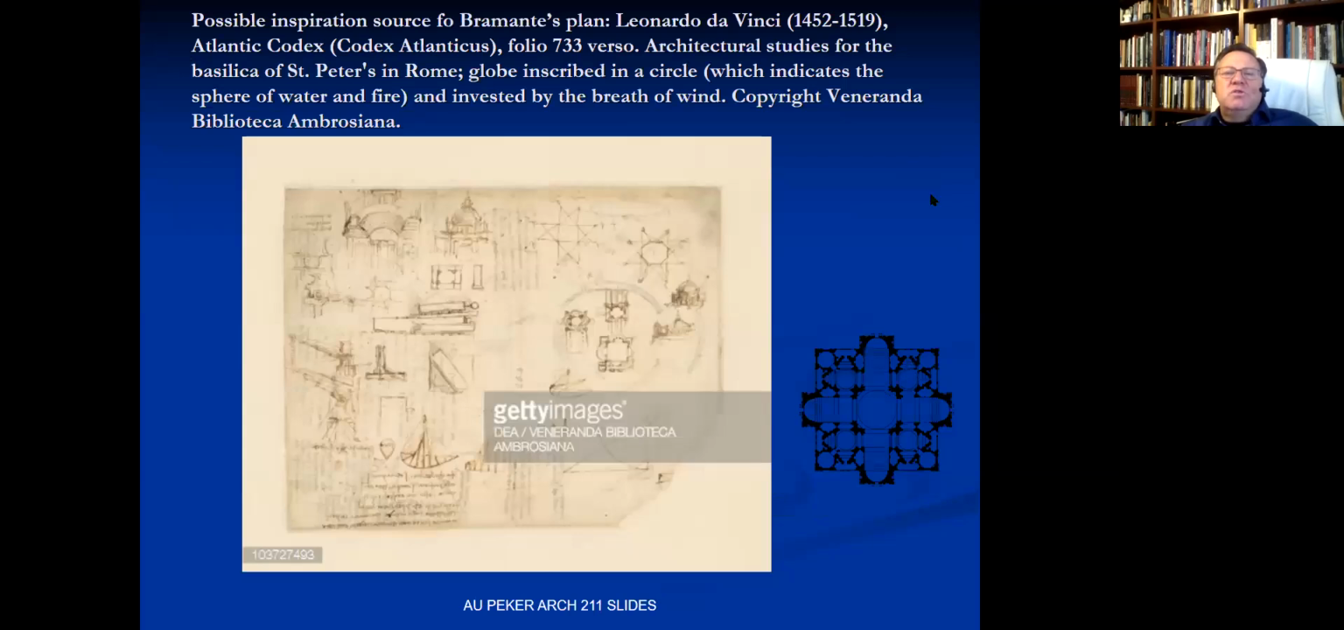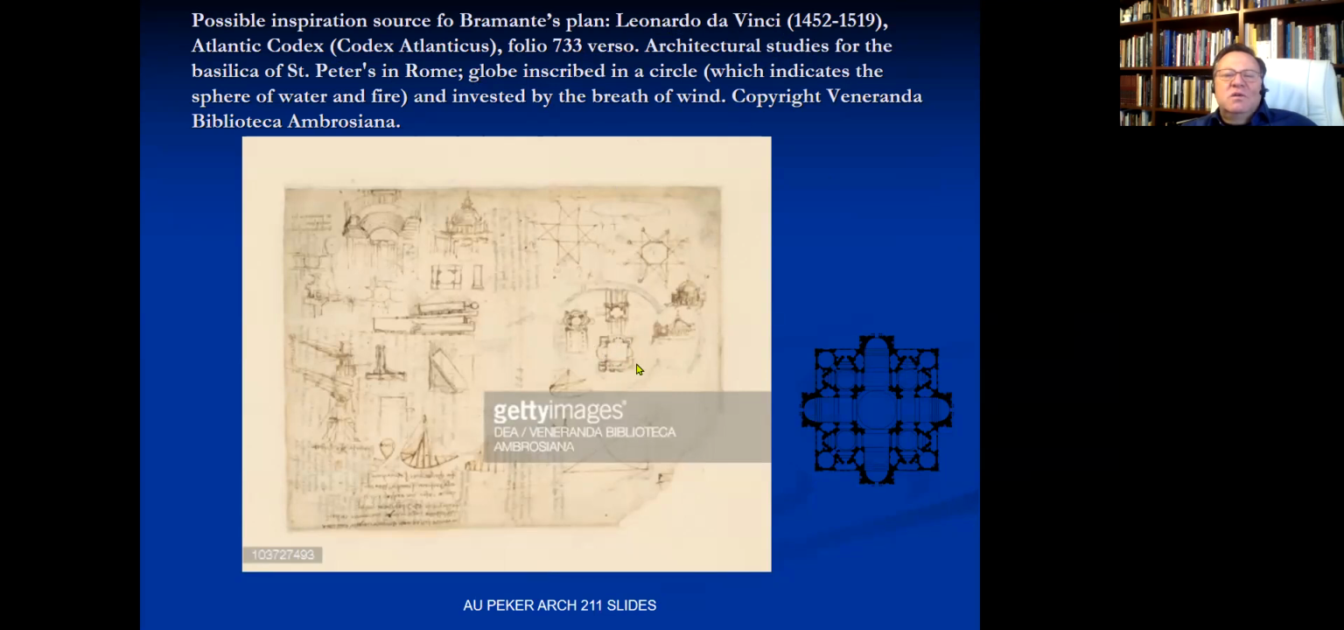Possible inspiration source for Bramante's plan was Leonardo da Vinci. In his Atlantic Codex, he introduced architectural studies for the Basilica of St. Peter's. Here it is, you see. A globe inscribed in a circle.